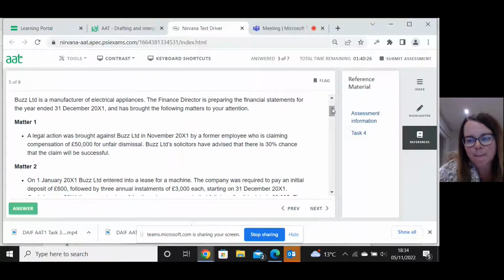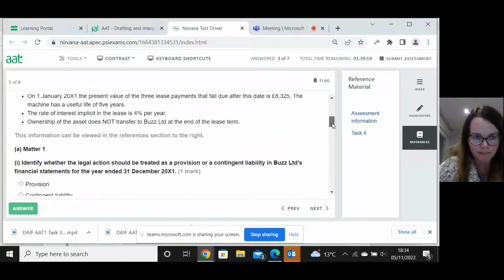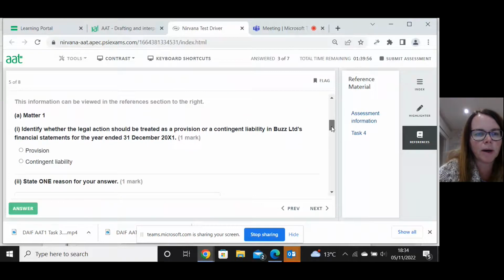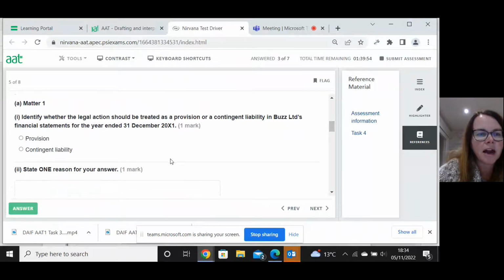Right, so as a rule of thumb, to be probable, we're looking at more than 50%, and that would make it a provision. If it's possible, under 50%, as we have here, then that will make it a contingent liability. So the definition of a contingent liability is a possible obligation from past events. So, let's look at matter 1, what we've got to answer.